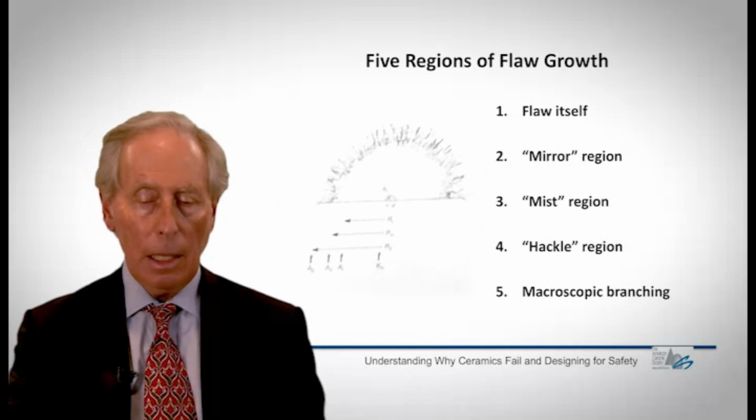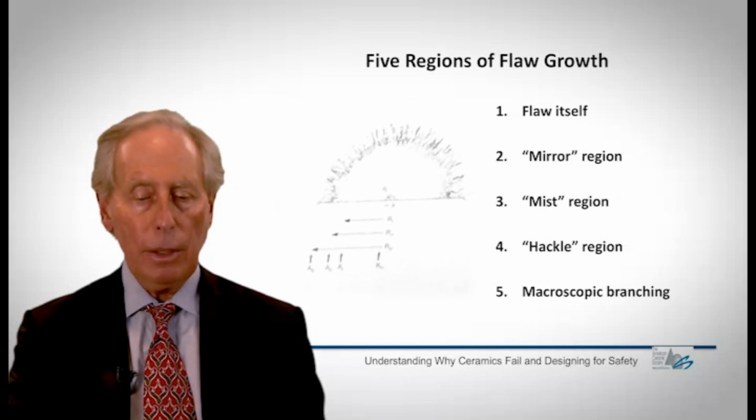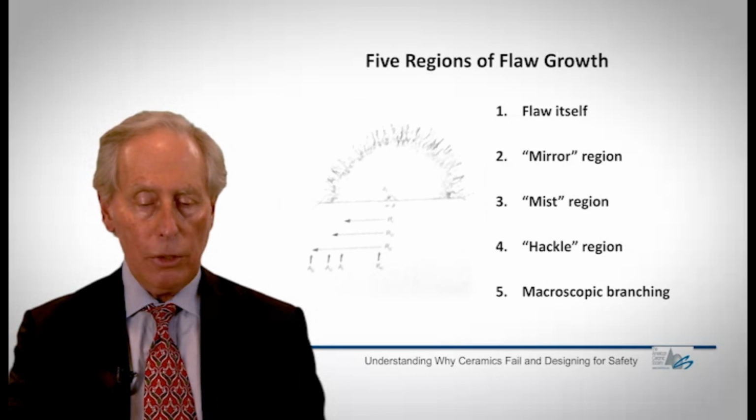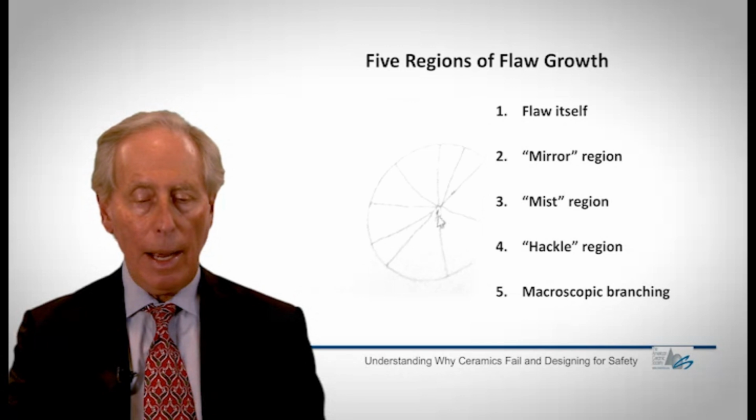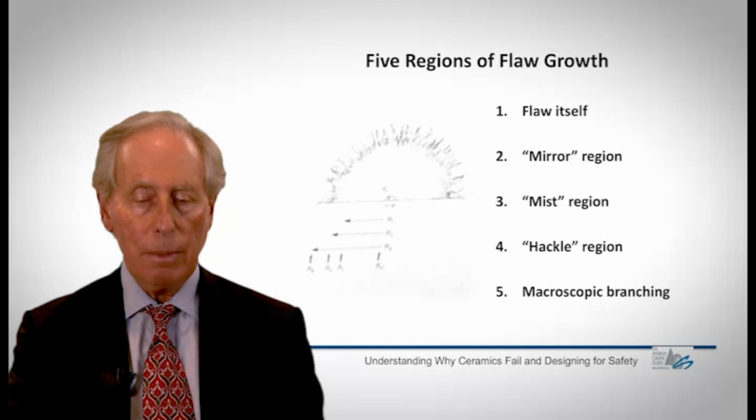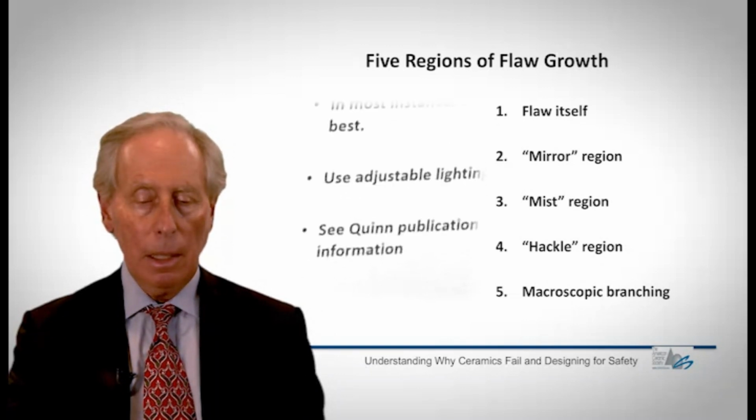And then finally, you get macroscopic branching, and what you saw on the original picture I showed here is where the crack actually has branched and formed a lot of secondary cracks. Sometimes it forms only two, sometimes it forms many, depending on the stress state.